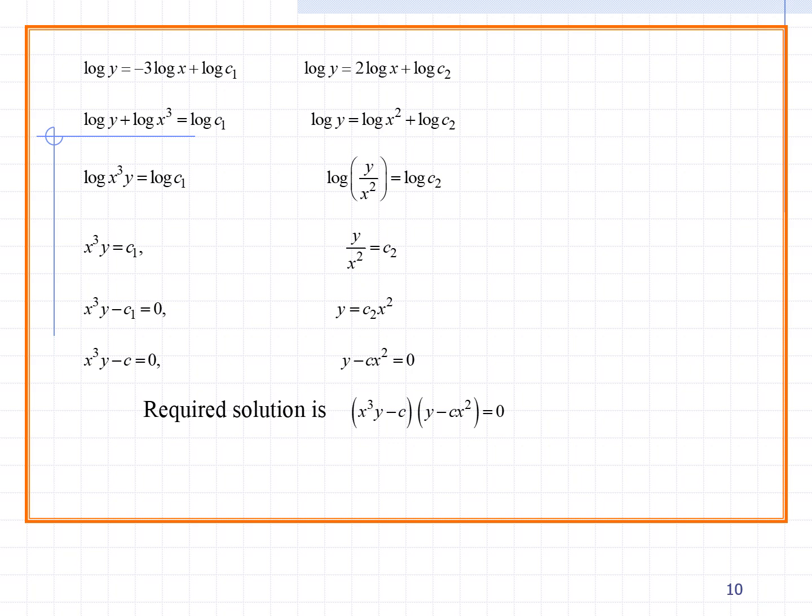So this log x square, you can shift to the left side, and automatically you can write log y by x square equal to log c2. Then again the logs cancel, and you get y by x square equal to c2. So y equal to c2 x square. Again shift to the left side: y minus c2 or c, both are the same, y minus x square equal to 0. After that you can write both solutions like x cube y minus c into y minus x square equal to 0. This is the required solution of the given equation.